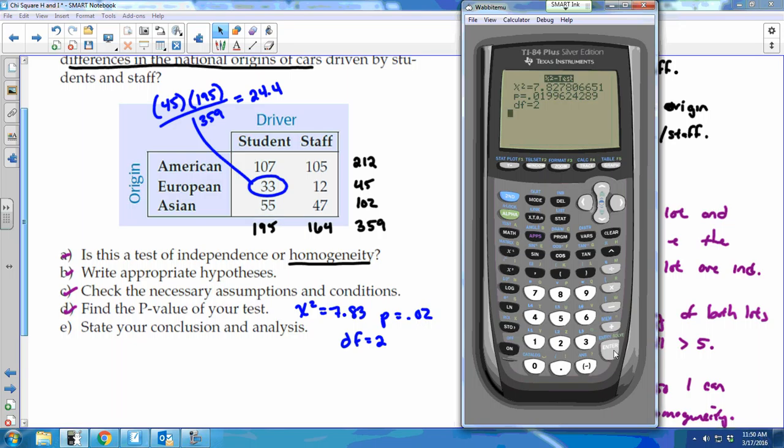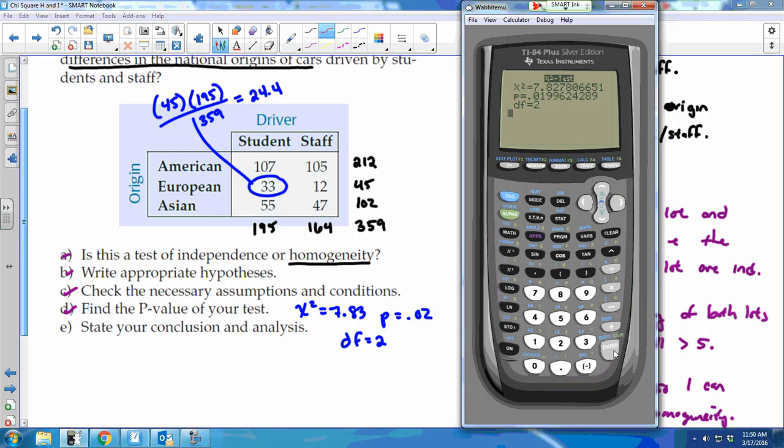So my chi-square value is 7.83. My p-value then is 0.02. Awesome. And my degrees of freedom is 2. Again, you need to know how to calculate that in case it just asks you for the degrees of freedom and they don't give you a chart.